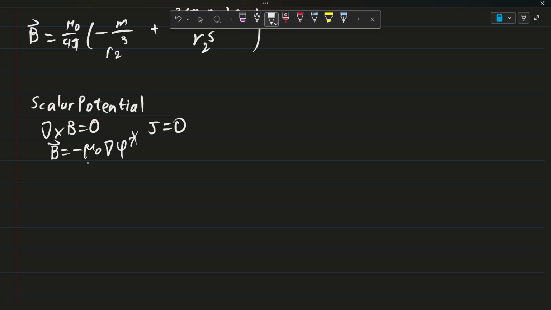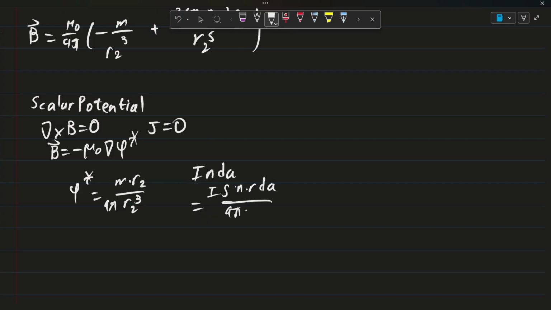And therefore, you could actually obtain the scalar potential for a dipole. It turns out that this is m dot r2 divided by r2 cubed over 4 pi. And alongside that, when you use the m, this is actually I and dA, right? So if you substitute this in and do the integral, this would be the integral of I times n dot r2 dA divided by 4 pi r2 cubed, right? Now, something to note is that n dot r2 divided by r2 cubed is actually the definition of the solid angle.